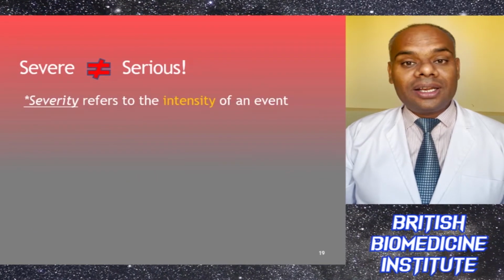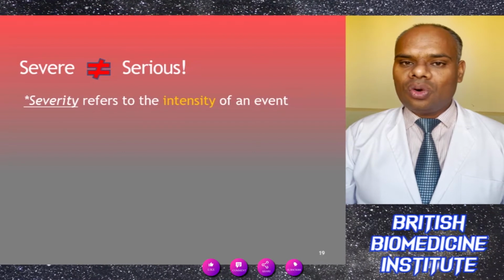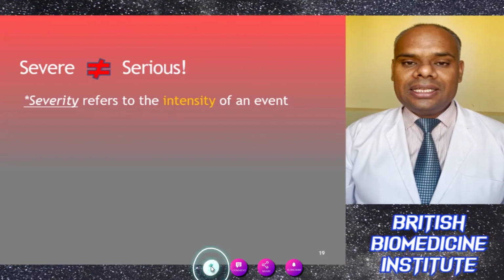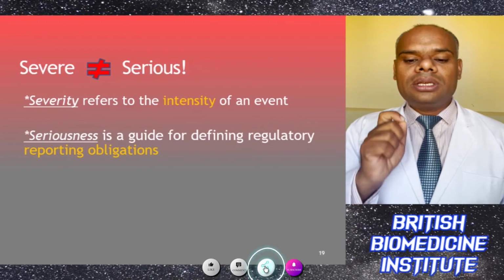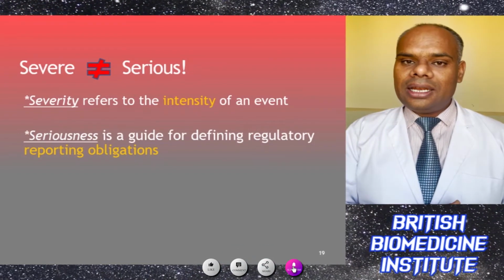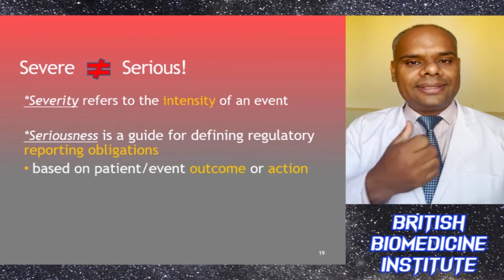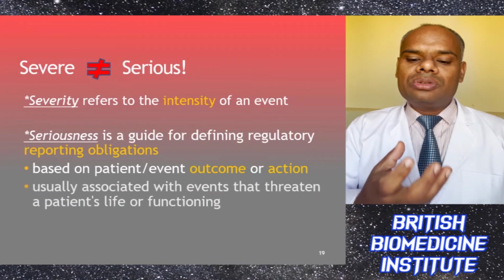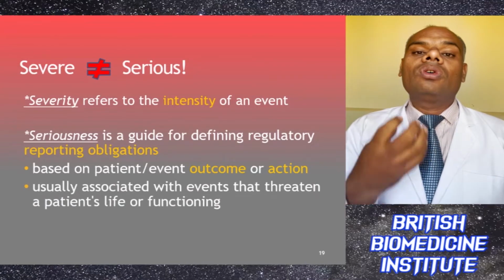Severity is referred to as the intensity of an event, whereas seriousness is basically a guide for defining regulatory reporting obligations, and it is based upon patient or event outcome or action, usually associated with an event which threatened a patient's life or functioning.